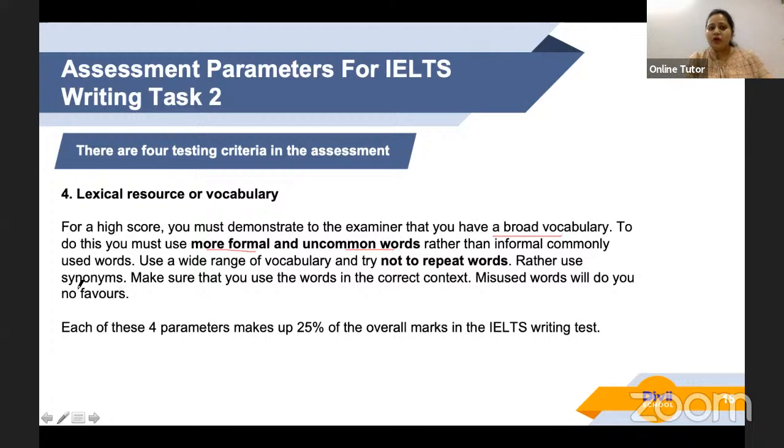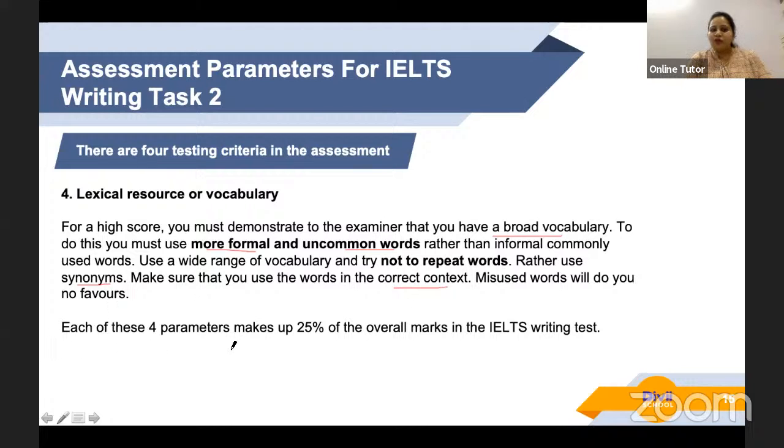You can use synonyms for the commonly used words, but please make sure that the words you use are in the correct context. Misused words will rather pull your scores down. So it is important to use good words, provided you're sure of their meaning and their usage as well.